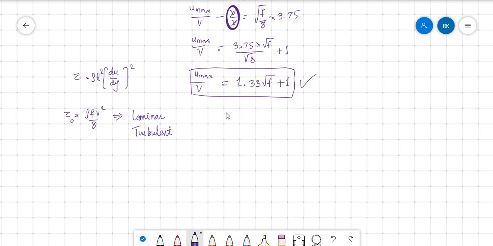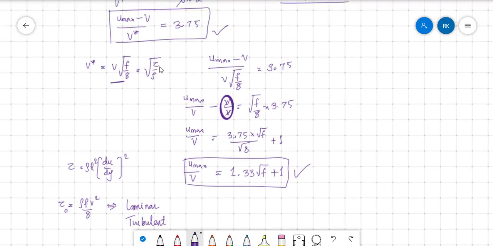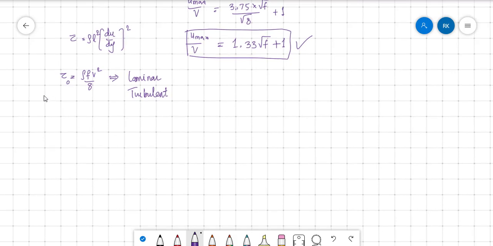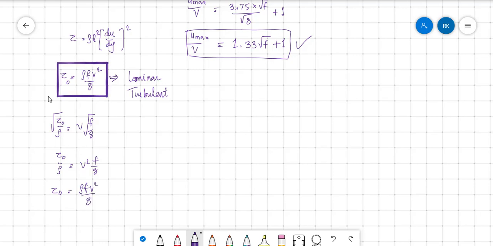So here I am writing tau by rho. This is not tau by rho, this is tau naught by rho: maximum shear stress divided by density. So tau naught is equal to rho f V square by 8. How did we get this? Under root of tau naught by rho is equal to V into root f by 8, where V is the average velocity. From this, squaring both sides, tau naught by rho is equal to V square into f by 8, so tau naught is equal to rho f V square by 8. This is a very important relation.